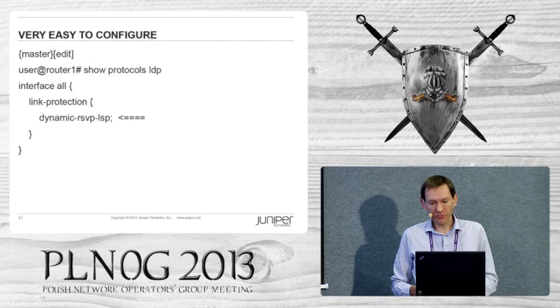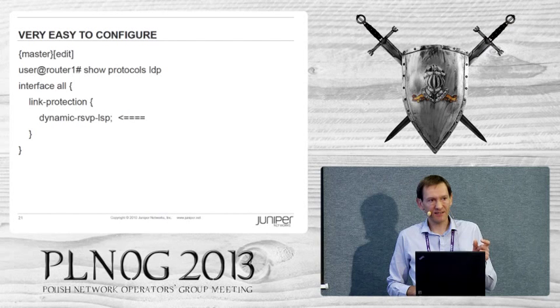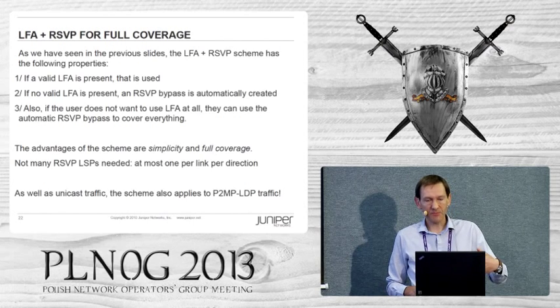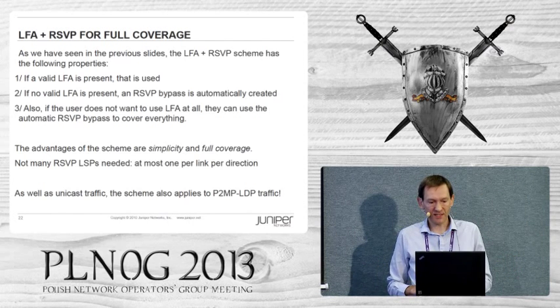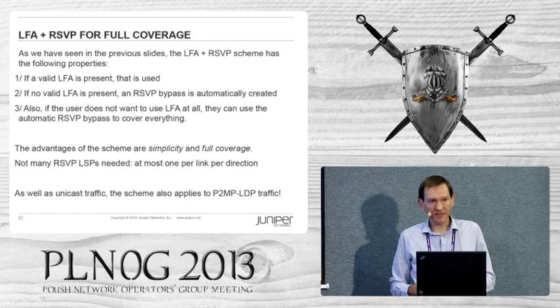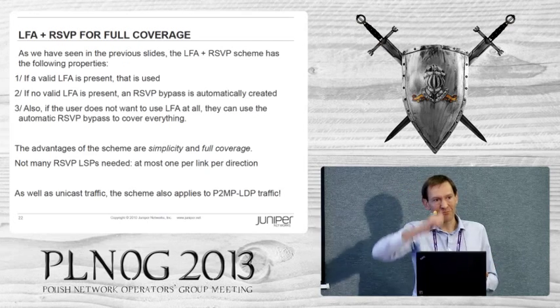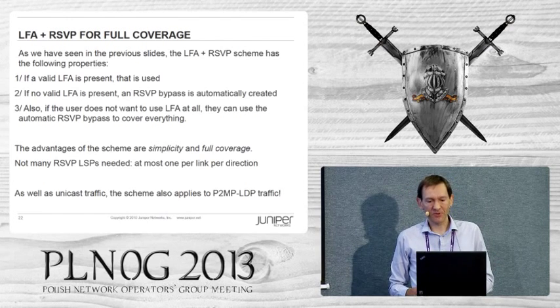So basically, the properties of this scheme, just to recap, are that if a valid LFA for a particular destination is present, that's used. If no valid LFA is present, an Rsvp bypass is automatically created. And if the user doesn't want to use LFA at all, then they can use the automatic bypass to cover all of the situations. And as I say, the advantages of the scheme are simplicity and full coverage. You know that as long as there's some other way to get to the point of local repair, well, to the merge point, then you're okay. You're going to be covered.